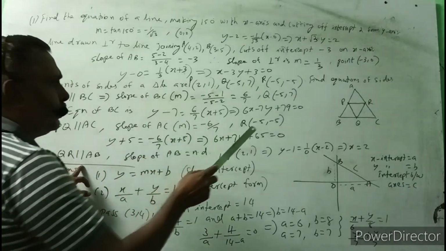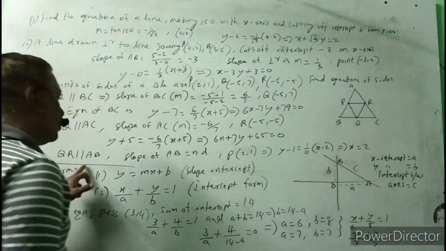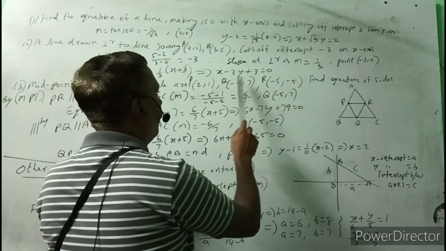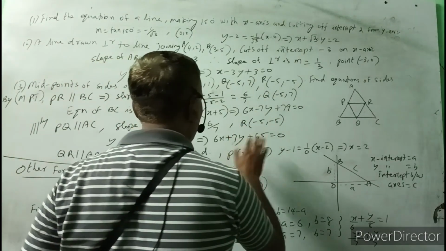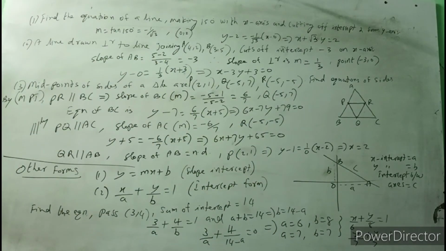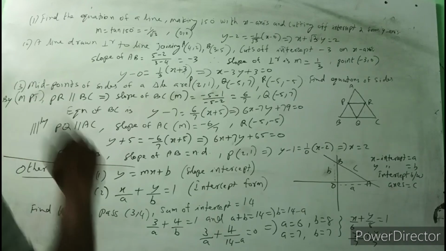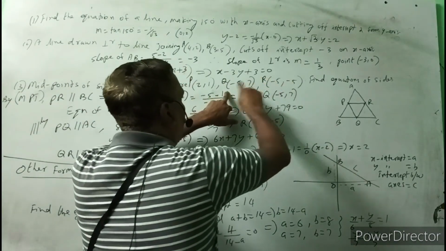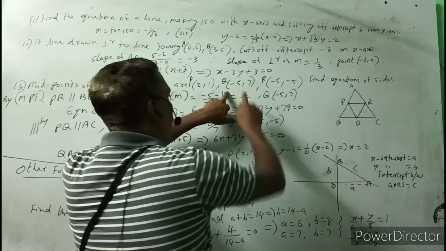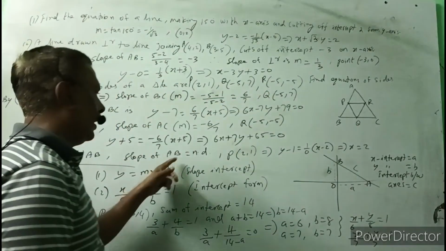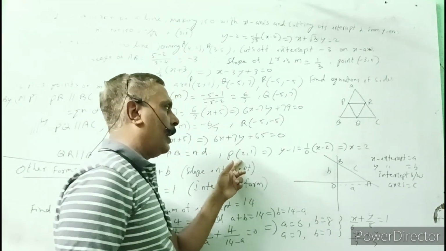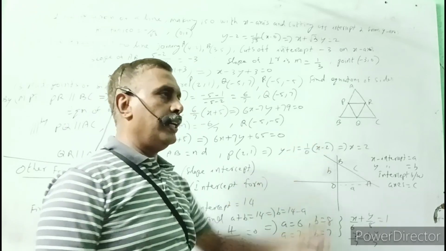Similarly, QR is parallel to AB, so the slope of AB must be the slope of QR. If I am finding y2 minus y1, something wrong is coming. Wait a minute. Okay, it is correct only. The slope of QR is y2 minus y1 upon x2 minus x1. The denominator will come 0, so it is not defined. That is, the slope of AB is not defined. The point is 2 comma 1.